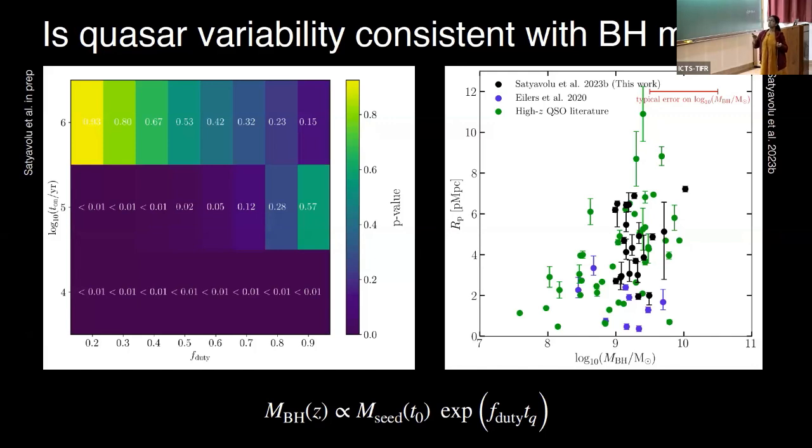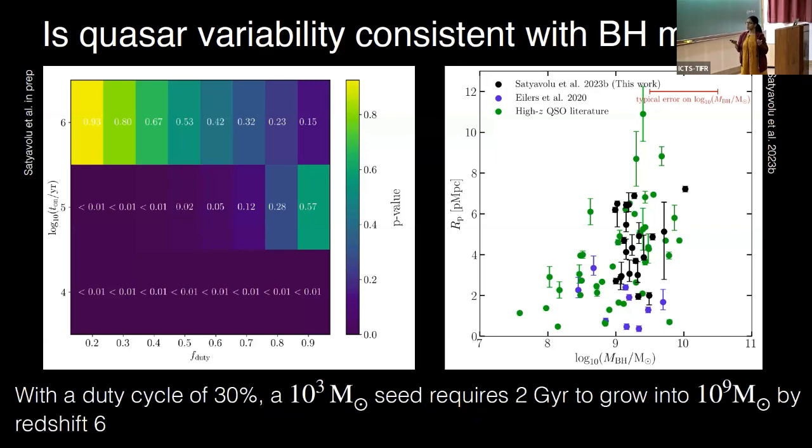But coming back to the question, is this variability consistent with the black hole masses? I now have information about the duty cycles by comparing proximity zone sizes from observations and simulations, and I have the black hole masses independently. The way I connect these two is through the exponential growth model. For the duty cycles that we inferred from observations, we still find that even with a duty cycle of 30%, a redshift 15,000 solar mass seed would require 2 gigayears to grow to 10^9 solar masses, which is much larger than the age of the universe at this time.